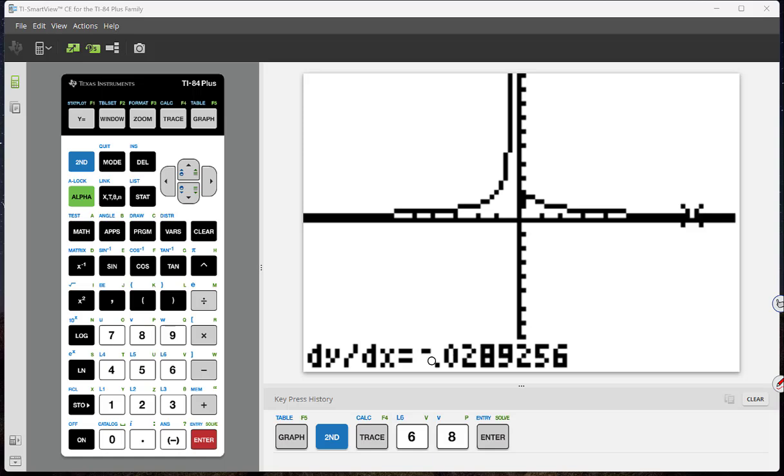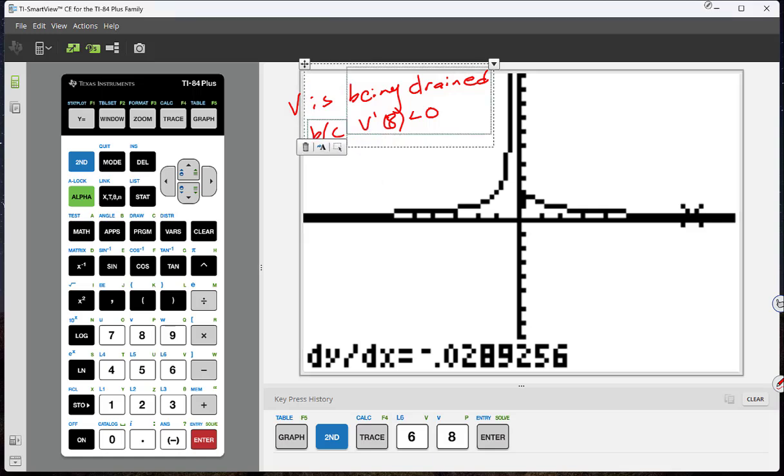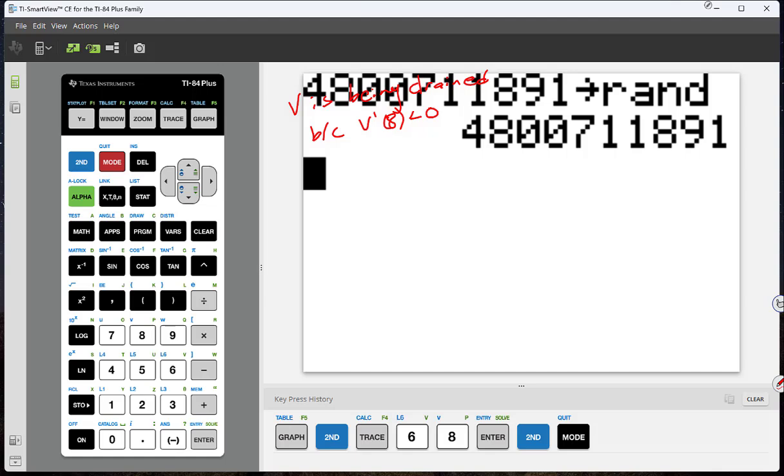So I can immediately just jump to, without writing anything down, if this is a calculator question, my full complete response would be that V is being drained because V prime of 8 is negative. Again, if this is a calculator question, I don't need to show any work. I can simply respond with this statement right here, illustrating that I understand that it's being drained because the derivative is less than 0. I don't need the graph. I can do this from the home screen entirely.